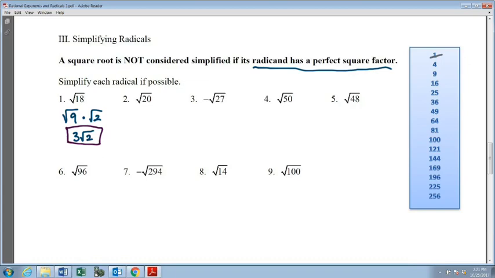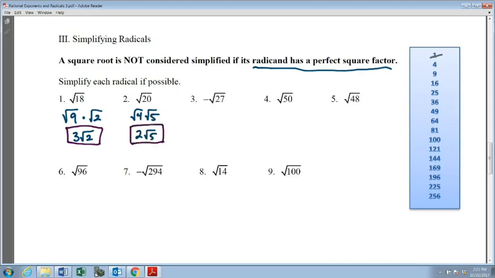Well, what about the square root of 20? Well, if you look at our list, notice the 4 is a factor or divisor of 20. And so we can break this into the square root of 4 times the square root of 5. And we know the square root of 4 is 2.